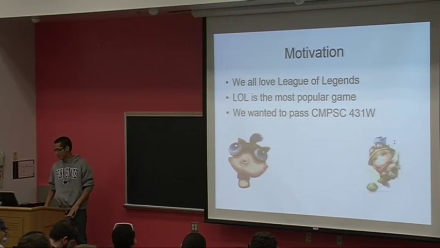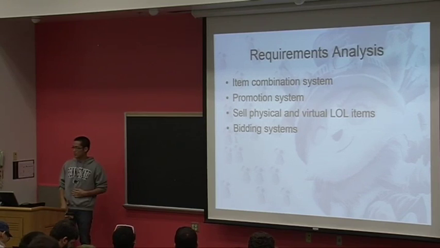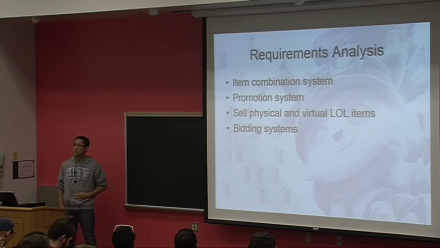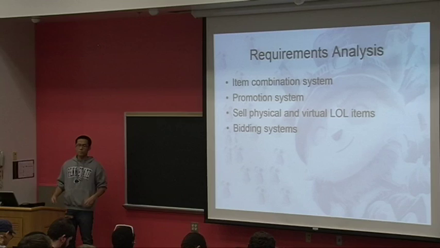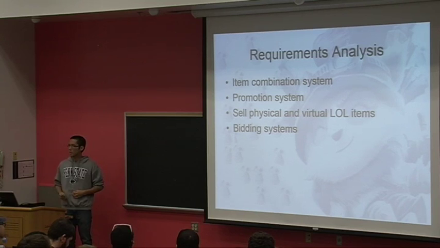So the requirement analysis. Since we all had pretty much the same requirement analysis, I won't go through all 11 of them in detail. Instead, I'm going to focus on the two additional requirements that we added. The first one was the item combination system. If any of you aren't familiar with League of Legends, when you play it, you can buy items and combine them into bigger, better items. That was one of our core features for our shop. You're allowed to buy virtual items on the League of Legends store, and then later take those items and recombine them into another item.